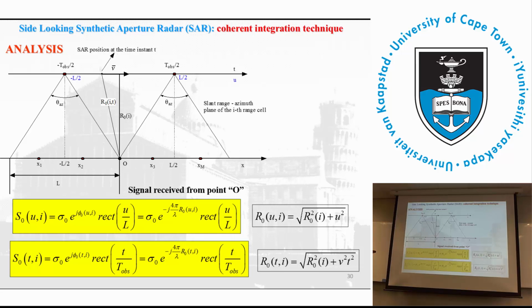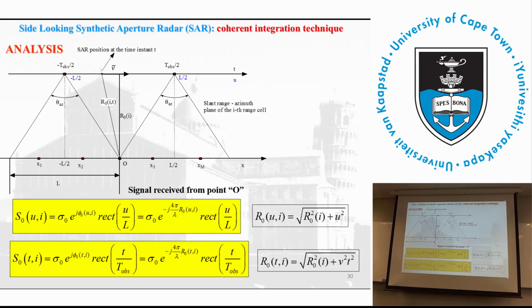R0 of u and I, you can use the Pythagorean theorem here, and it's basically given by this distance squared plus this distance squared, and the square root of this. So this is the expression, and u is actually this coordinate here, so u squared is this segment squared. So this is the expression that goes into here.